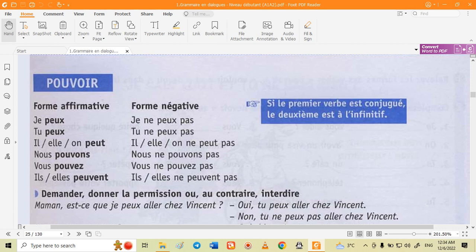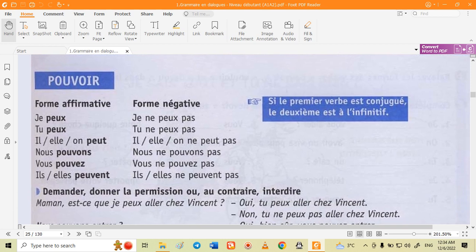I will be thankful. Now we are in the book Grammaire en dialogue. We finished the first 5 lessons and now we are going through the sixth one. Lesson number 6. This is the grammar part. I will start.